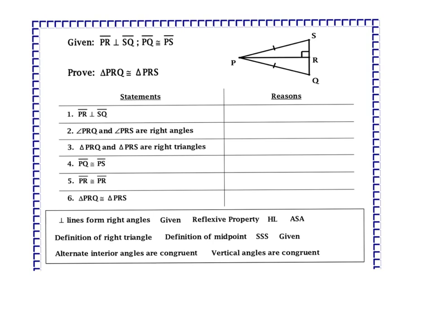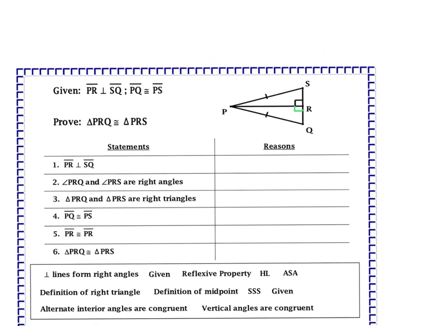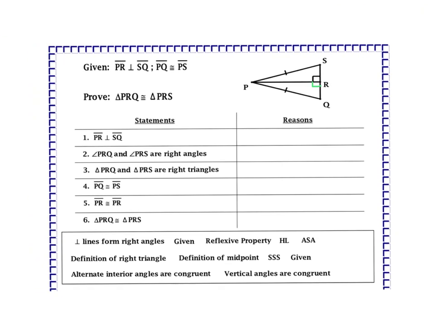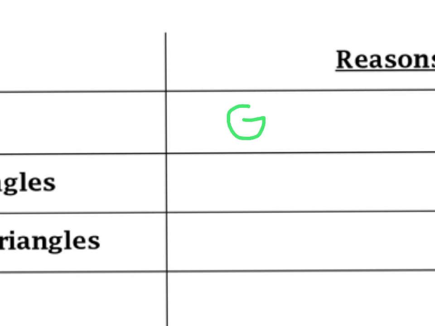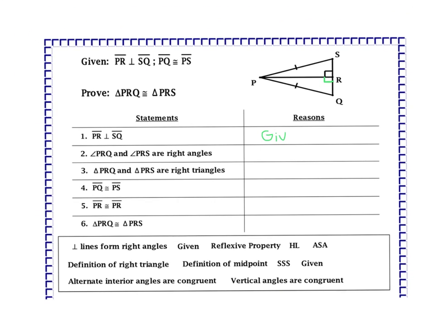Alright, here's the first problem. First thing we need to do is go over the givens. The givens so far are PR is perpendicular to SQ. So that means that these are right angles, and that means this first box here is a given. Next, PQ is equal or congruent to PS. It's written on here, but we'll write it again, and that is also a given.